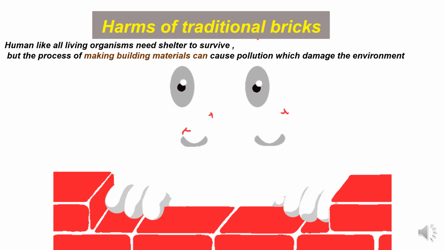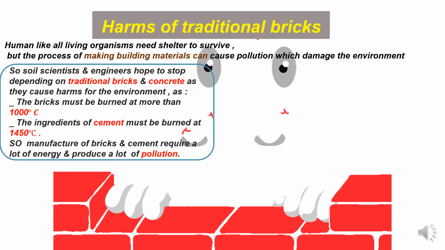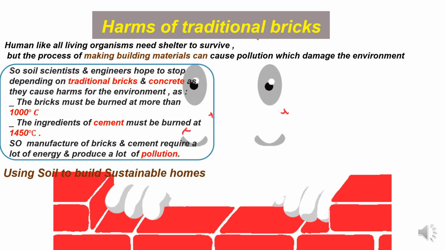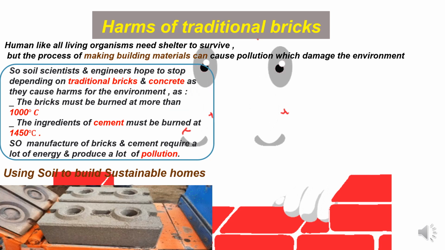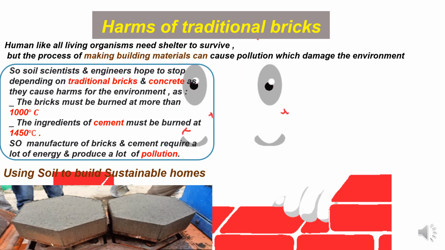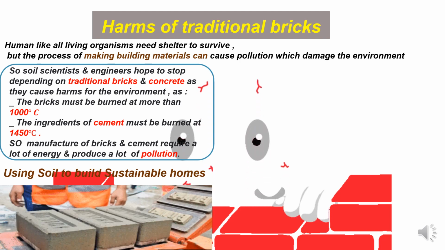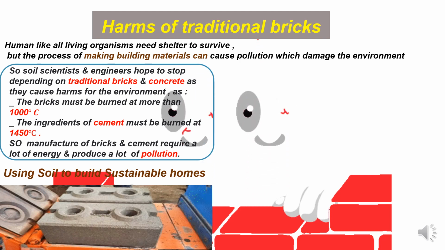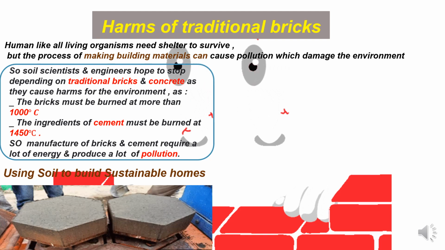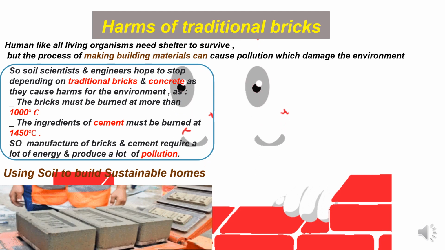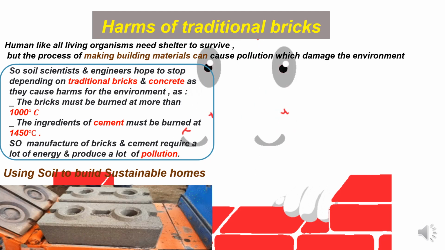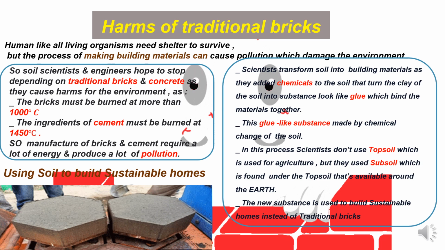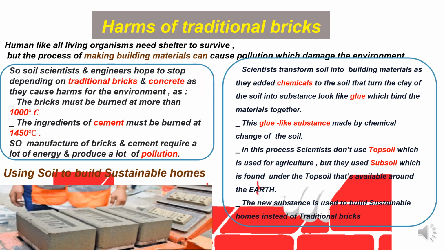And now, primary six, let's talk about traditional bricks. Humans, like all living organisms, need shelter to survive, but unfortunately, the process of making building materials such as traditional bricks can cause a lot of pollution which damages the environment. So soil scientists and engineers hope to stop depending on traditional bricks and concrete, which harm the environment very badly, as the bricks must be burned at more than 1000 degrees Celsius, and also the ingredients of cement must be burned at 1450 degrees Celsius.